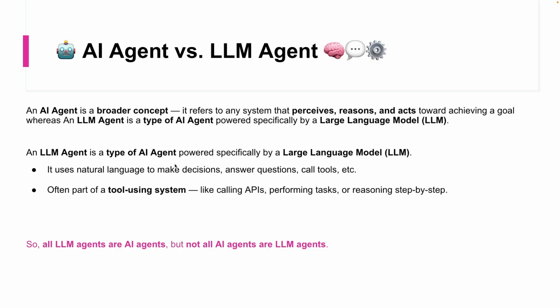Now this is something very important: AI agent versus LLM agent. Most of the time, people get confused. What is an AI agent? What is an LLM agent? An AI agent is a broader concept. It refers to any system that perceives, reasons, and acts towards achieving a goal, whereas an LLM agent is a type of AI agent powered specifically by a large language model.